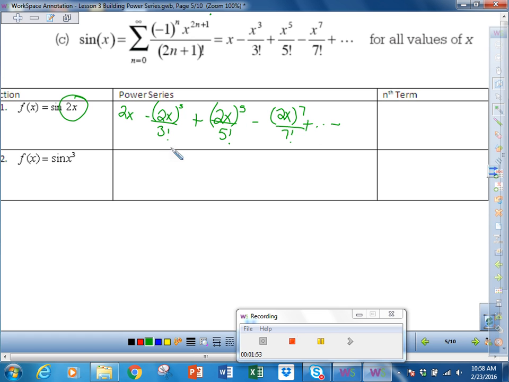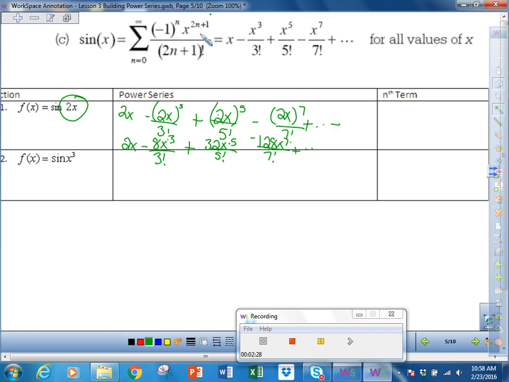Now, if it's multiple choice, it may not appear this way. It may appear more simplified. So it may look like 2x minus 2 cubed is 8, so that'll be 8x cubed over 3 factorial, plus 2 to the 5th is 32, x to the 5th over 5 factorial. And 2 to the 7th, I think, is 128. It's 64 times 2, so 128, x to the 7th over 7 factorial. And yes, it may even be simplified more with the factorial.